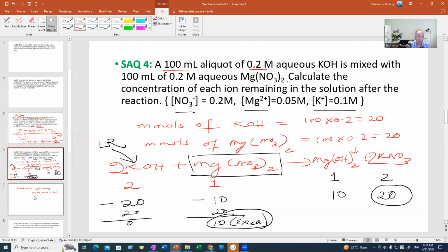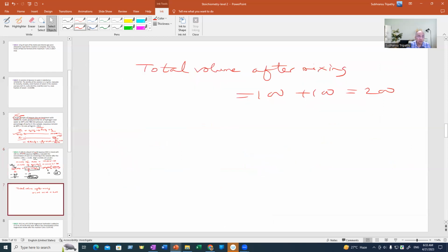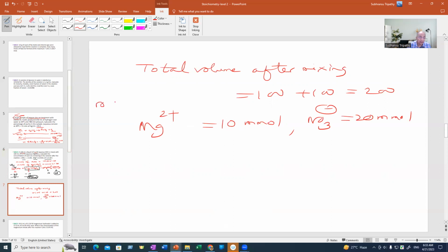So let's write down that. The concentration molarity is represented by a square bracket. So magnesium ion, first millimoles. Magnesium ion is 10 millimole. And nitrate ion is 20 millimole. That is from magnesium nitrate, because there is a common ion. Potassium nitrate also has nitrate ion.